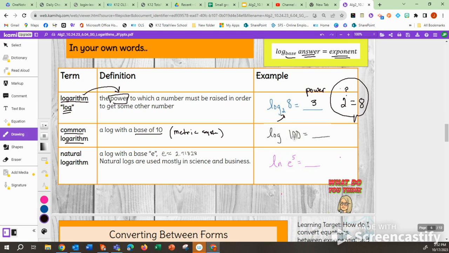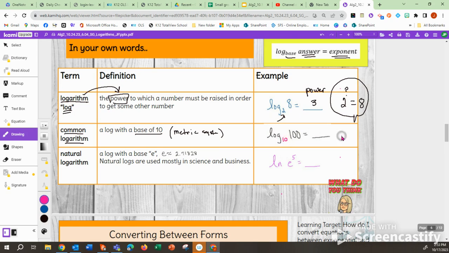But they're not going to write base 10 because base 10 is such a common log. They're not going to write it. It's going to be understood. So if you see log of 100 and you're wondering where in the world is that little base, then as long as that word is log, you know the understood base is always a 10.